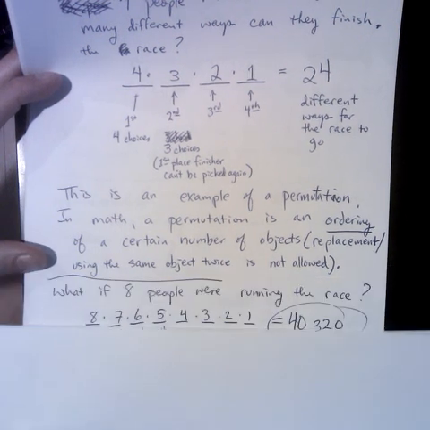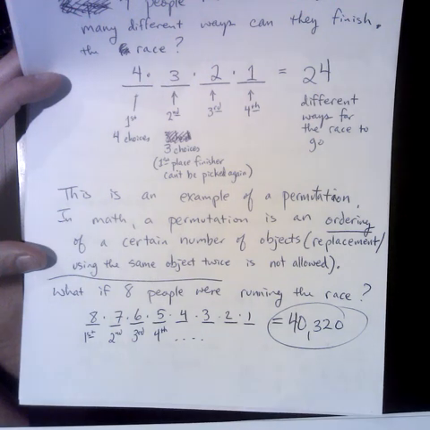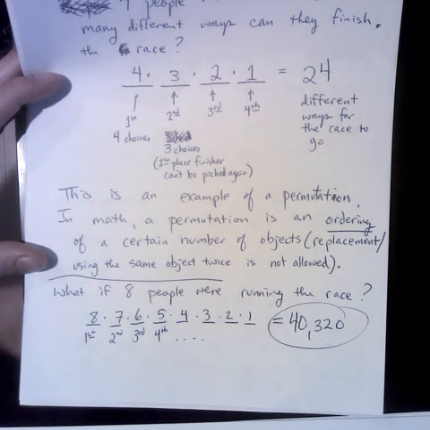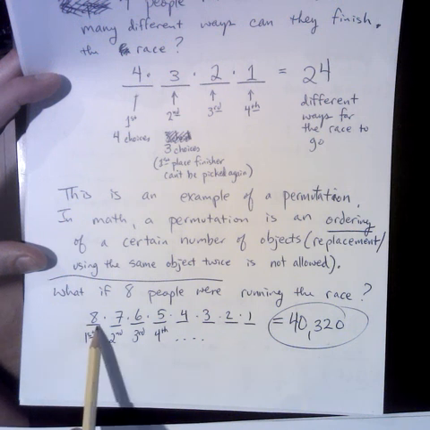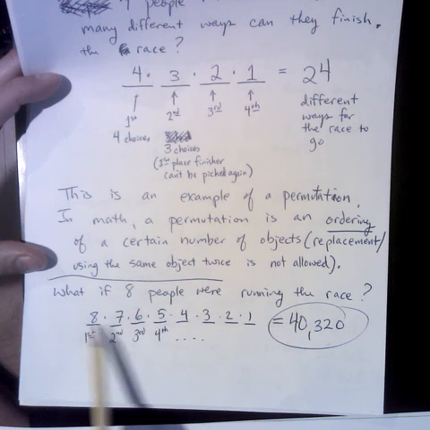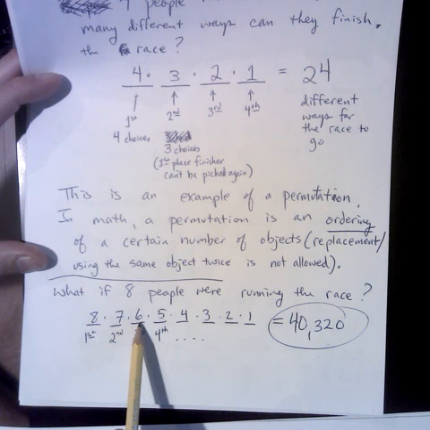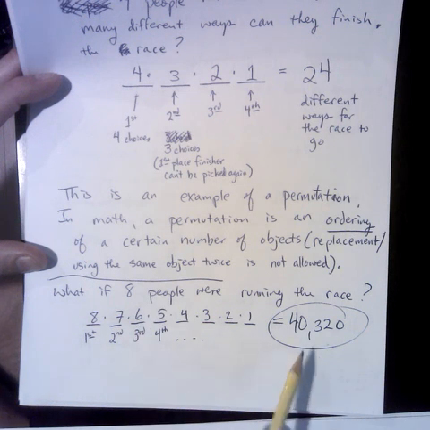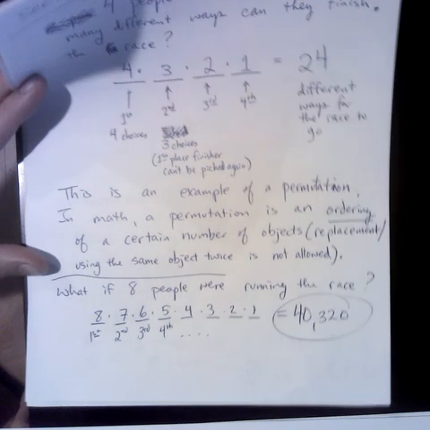So what if we did the same problem with a little bit of a twist? What if 8 people were running the race? How many different ways can 8 people finish? First, second, third, fourth, fifth, sixth, seventh, eighth? Well, same idea. We have 8 choices for the first place finisher, then 7 choices for the second place finisher, then 6 choices for the third place finisher. Remember, why 6? Because 2 people have already crossed the finish line, so there's only 6 people remaining to be chosen for that third place finish. Altogether we multiply and we get 40,320 different ways for an 8-person race to finish differently.